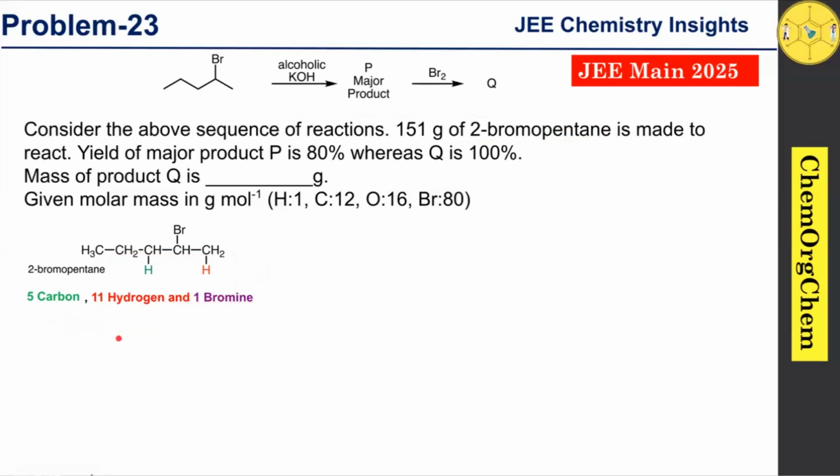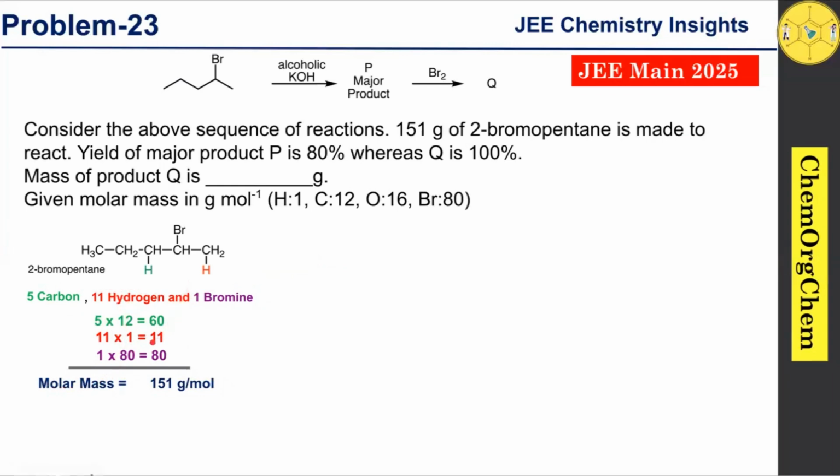In order to calculate the molar mass, they gave the atomic masses of hydrogen, carbon as well as bromine. Here there are 5 carbon atoms, therefore 5 multiplied by 12 gives 60, and 11 hydrogen atoms, 11 multiplied by 1, gives 11, and 1 bromine atom, 1 multiplied by 80, gives 80. When you add all these values, that gives 151 gram per mole. So this is the molar mass of 2-bromopentane.